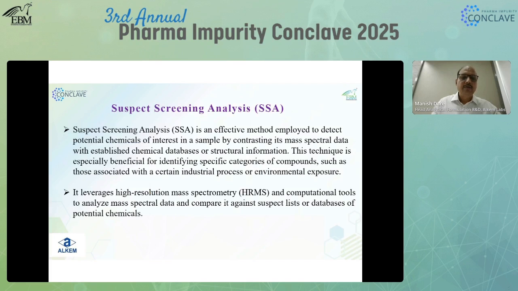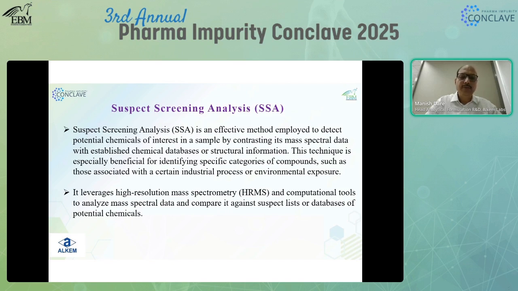So the next slide is showing the suspect screening analysis. As I said, suspect screening analysis, in the sense of any target impurity, when we are developing a method, then we know what the target impurity is. And during the method development activity or during analysis, we may come to know that these are the impurities, unknown impurities that are coming apart from the known or unknown.